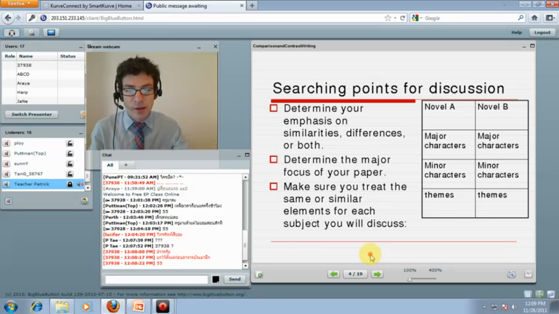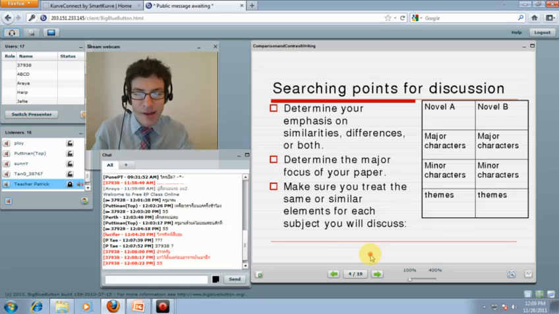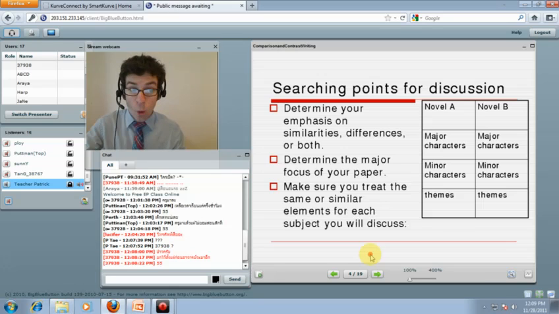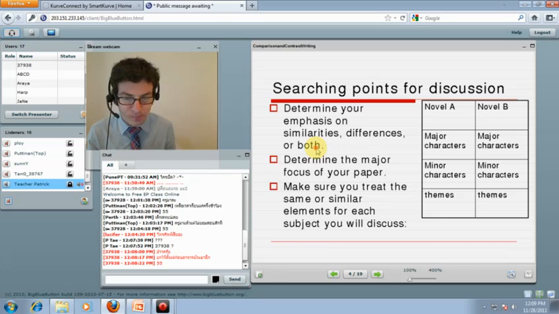Selecting points for discussion. Determine your emphasis on similarities, differences, or both. So decide if you're going to talk about what they have in common, what they have different, or both. Almost always, you'll do both. It's a lot easier. But remember what we said. If you pick things that are very, very similar, talk about their differences. Likewise, if you pick things that are very different, talk about their similarities.